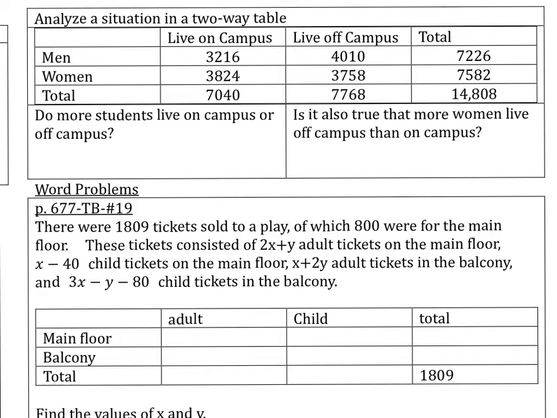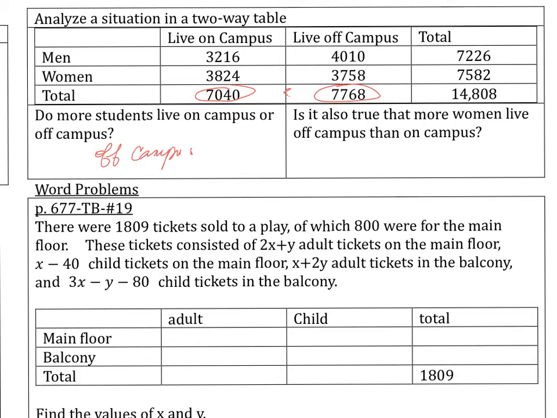Now let's analyze the situation in a two-way table again. You have men and women living on campus and living off campus. And then you have the question, do more students live on campus or off campus? Well, we're going to have to look at the total here. 7,044 on campus and 7,768 for off campus. So we have more students living off campus.